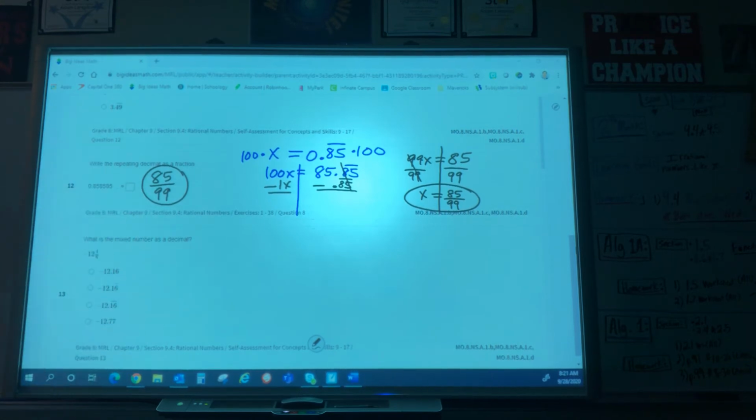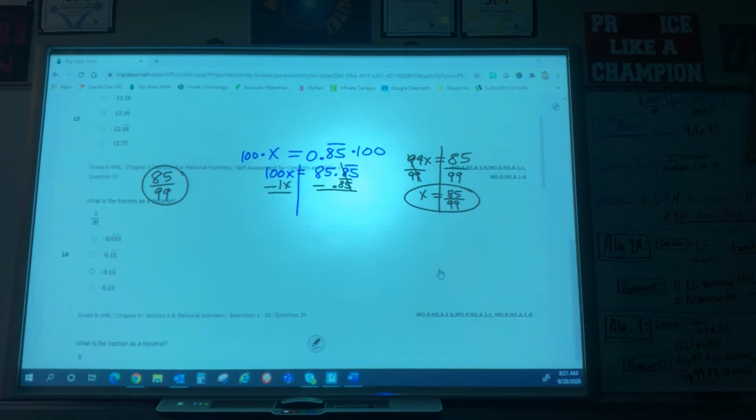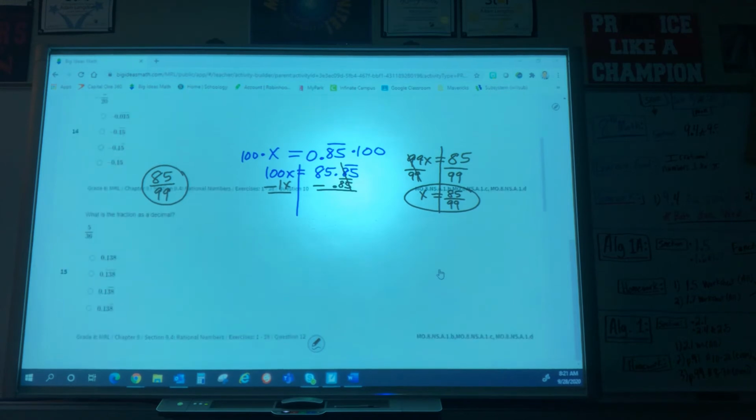0.858585 forever. Again, on this one, just divide the 1 by 6 to figure out what your decimal equivalent is. Check out that answer key. Same on 14. Again, on 15, you just want to make any fraction a decimal: divide numerator by denominator, divide top by bottom.